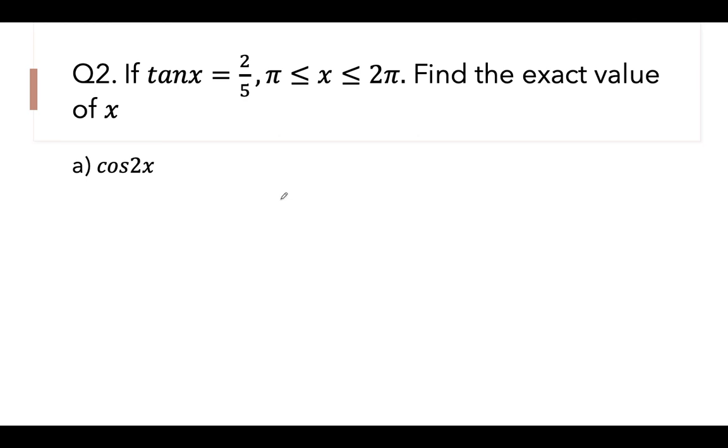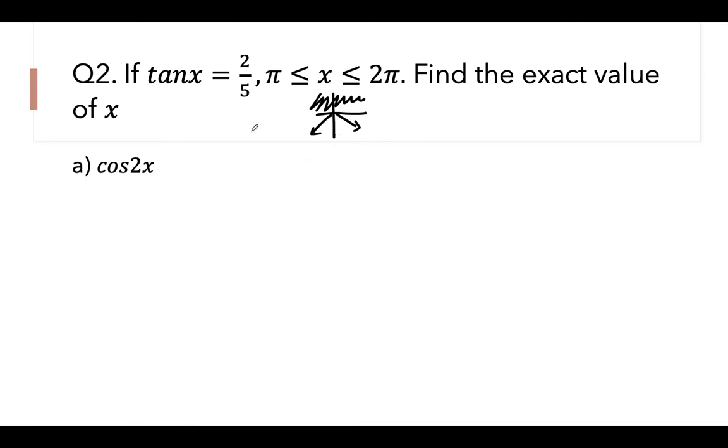Okay, so we have a different question now. If tangent x is equal to 2 over 5, and x is between pi and 2 pi, so it's going to be in quadrant 3 or 4, and it says find the exact value of x. So exact value. Now let's see. We have to figure out if it's in quadrant 3 or 4. But where is the x? So is it in quadrant 3 or 4?